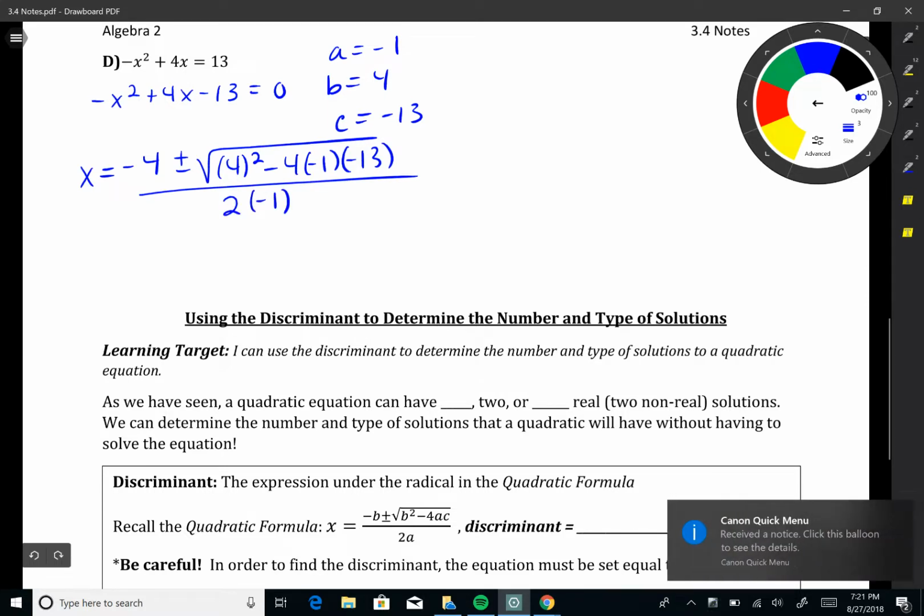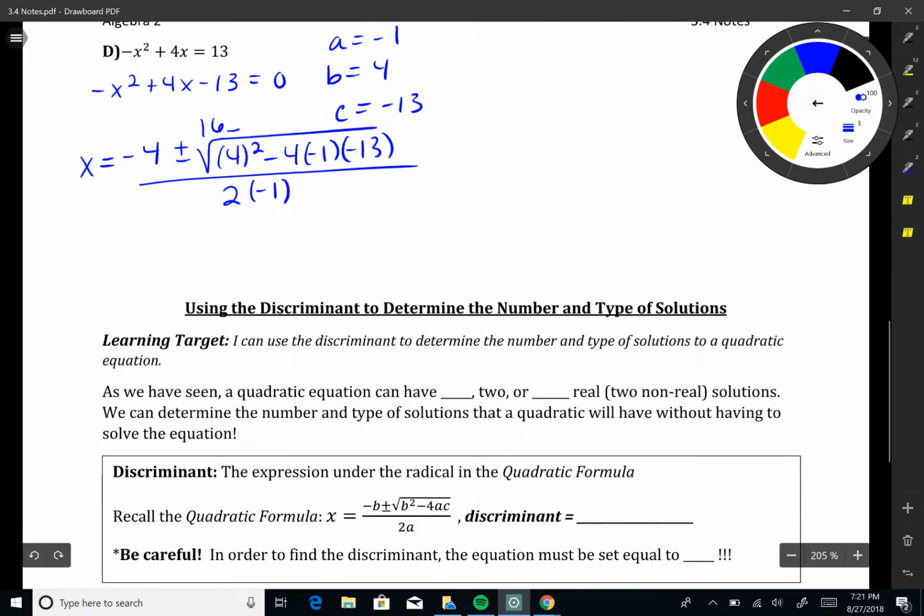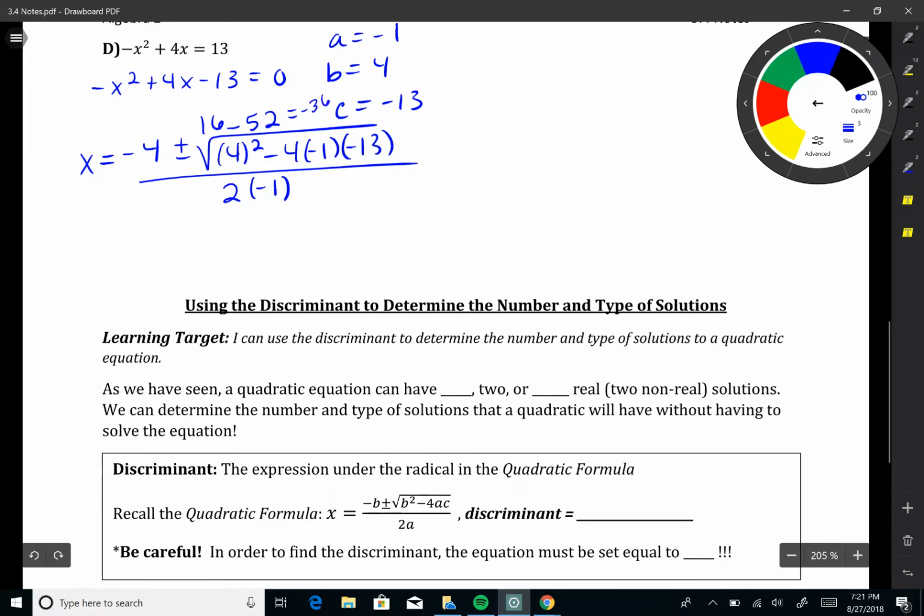So let's clean up what's under the radical. That's going to be 4 squared, 16. And then I have a negative 4 times a negative 1, that's positive 4. Then I'm going to take times a negative 13, and that's a negative 52. So I'm going to take 16 minus 52. Again, I'm just plugging this in my calculator, and I get negative 36. So I have x equals negative 4 plus or minus the square root of a negative 36, and that's divided by 2 times negative 1, that's negative 2.